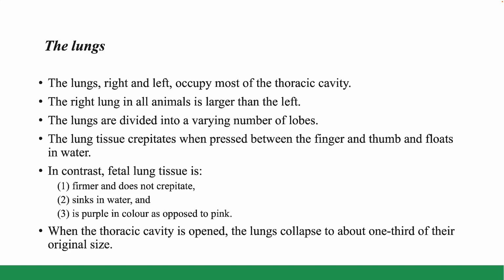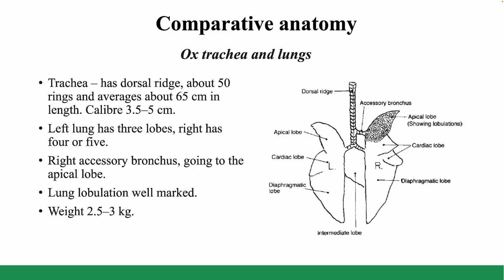Size also differs in terms of the left and right lung. The right lung is almost always larger than the left one. They are divided into varying lobes, and these lobes also differ in terms of number and how lobulated they are. So let's go back now to the comparative anatomy among these systems. Let's start with the trachea and lungs. We won't talk much of the upper respiratory system because they always look similar.